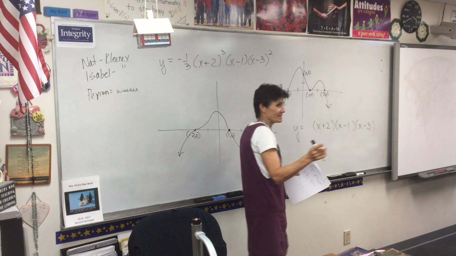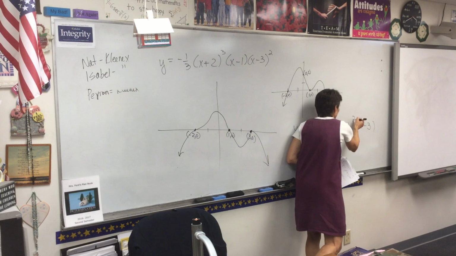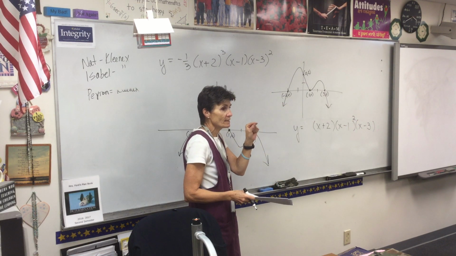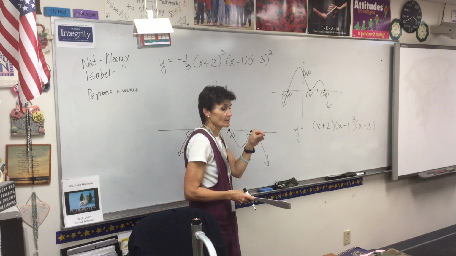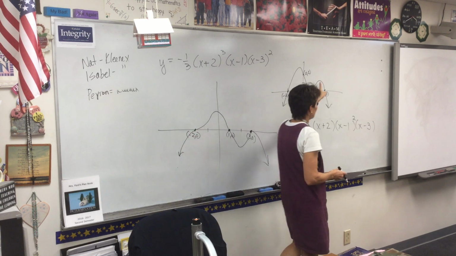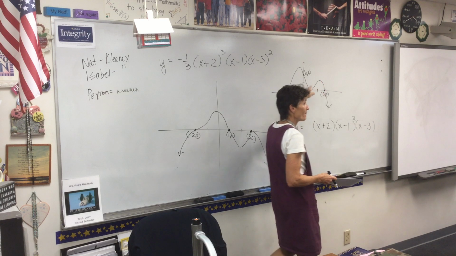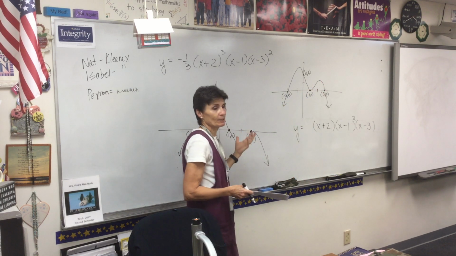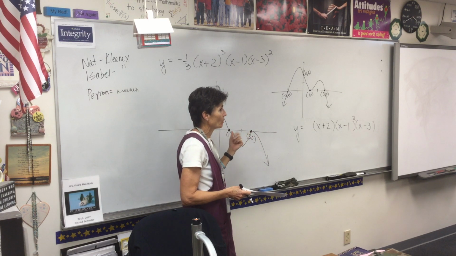Now I heard somebody say this one's squared. How do we know that one is squared? Because it bounces. And whenever you have a bounce off, you're at least squared. We're going to go with squared. It technically could be to the 4th or 6th or 8th, but we're going to go with squared.